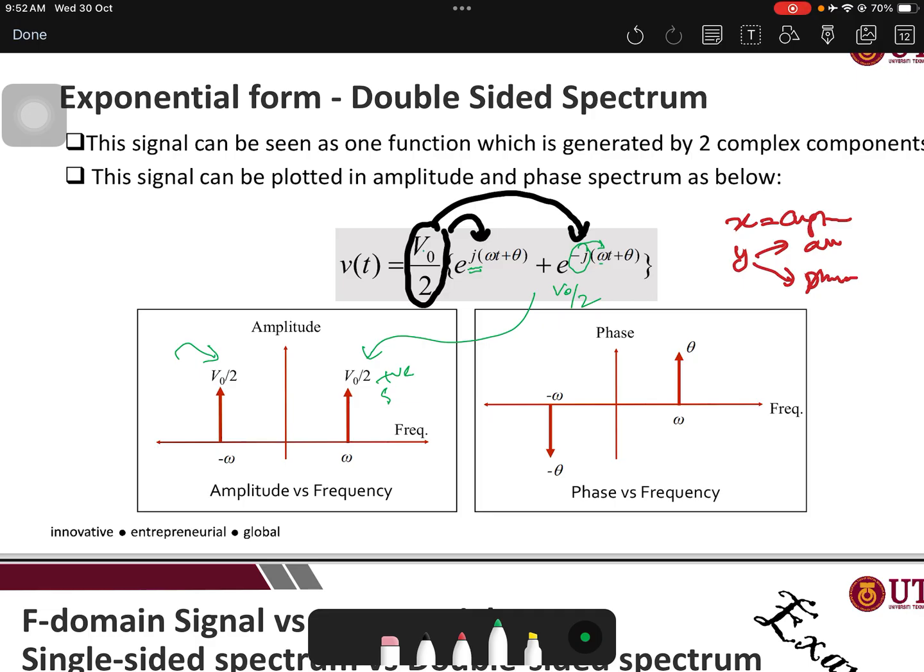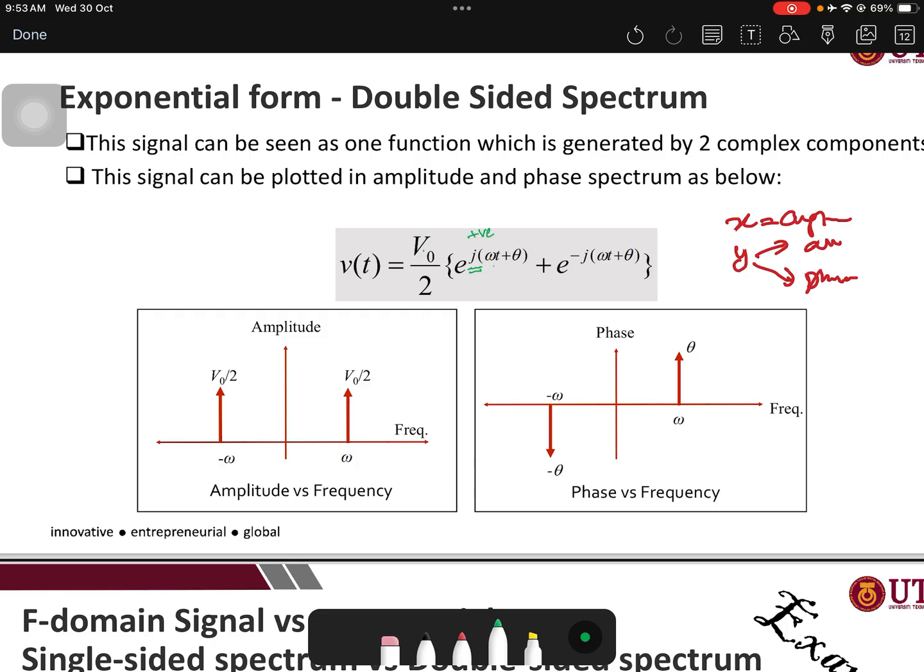So that is why for the negative side of your angular frequency, the amplitude is also the same, which is V0 over 2. Okay, so let's take a look at the phase spectrum. The phase spectrum again is very important for you to expand, because sometimes when you don't expand, it is quite tricky for you, because the phase is after the angular frequency. Now this one is the positive side, right?